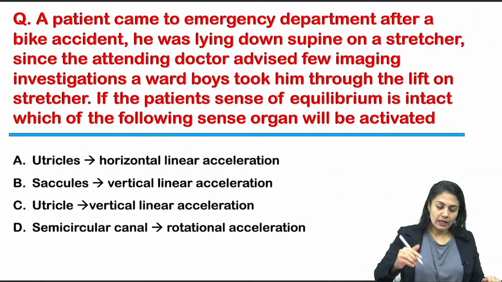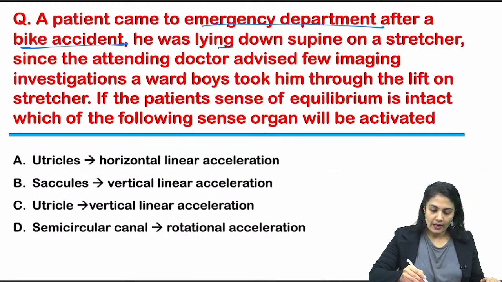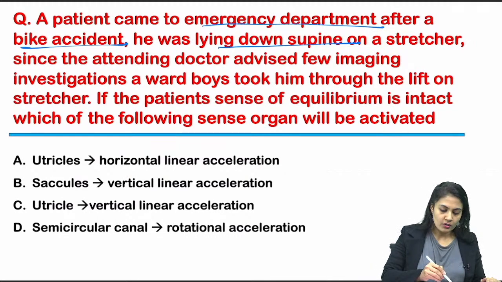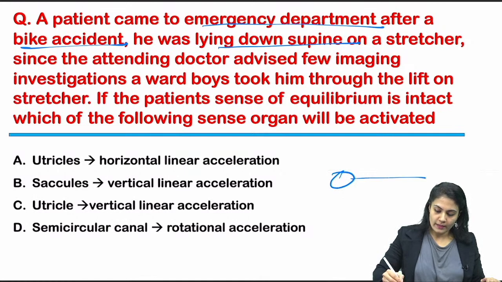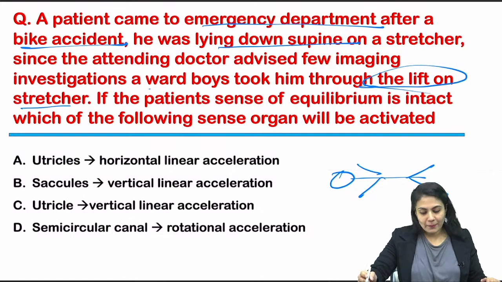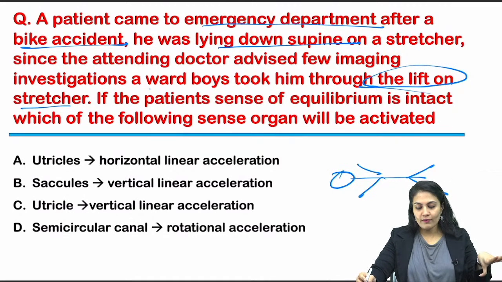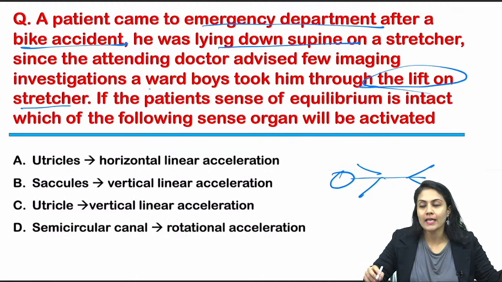All right, a patient came to the emergency department after a bike accident, lying down supine on the stretcher. Right, he is lying down supine. I don't know what type of patient he was. The attending doctor advised a few imaging investigations. Ward boys took him through the lift on the stretcher. If the patient's sense of equilibrium is intact, which one of the following sense organs will be activated? Yes, please answer.